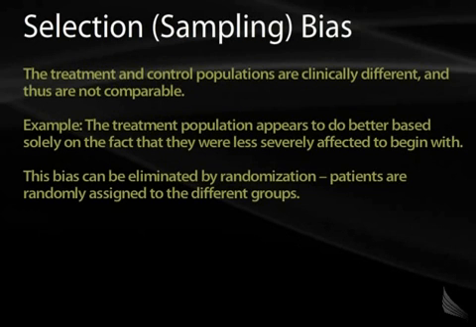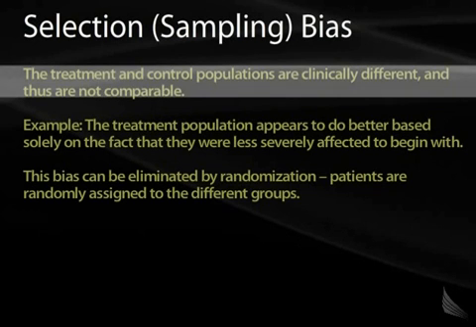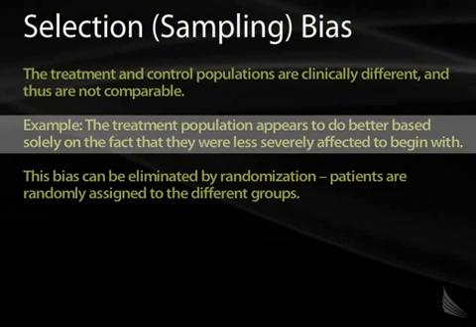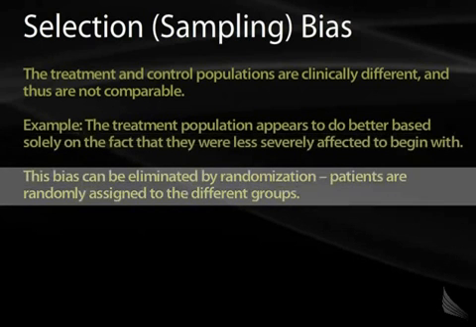Selection or sampling bias. The treatment and control populations are different and therefore not comparable. For example, the treatment group appears to do better based solely on the fact that they were less severely affected with the disease to begin with. This type of bias can be eliminated by randomization. This is commonly done in clinical trials work, and that is the patients who are put into the various groups are done so in a random way.